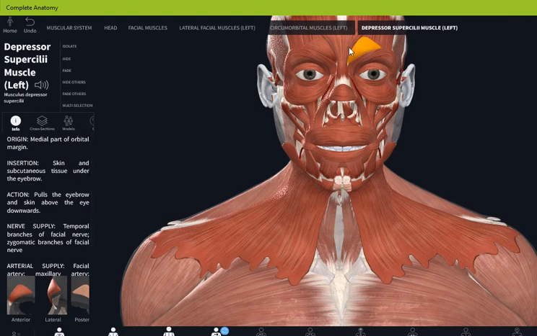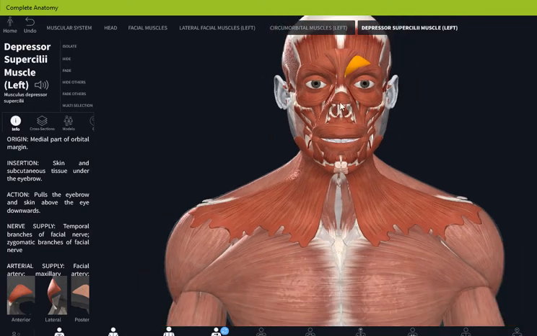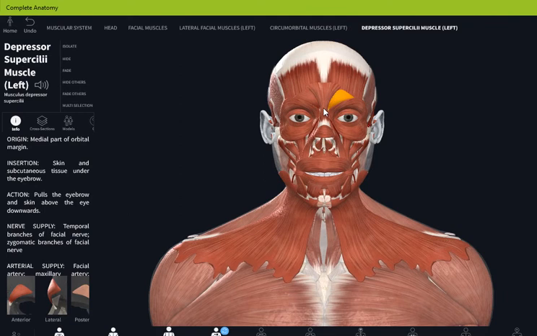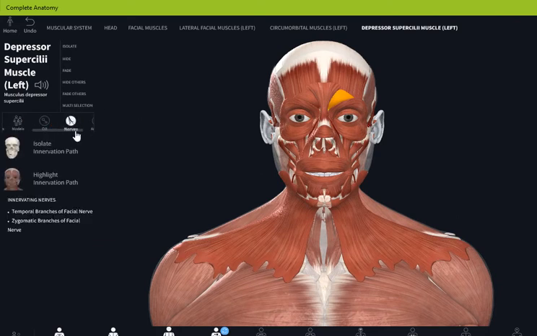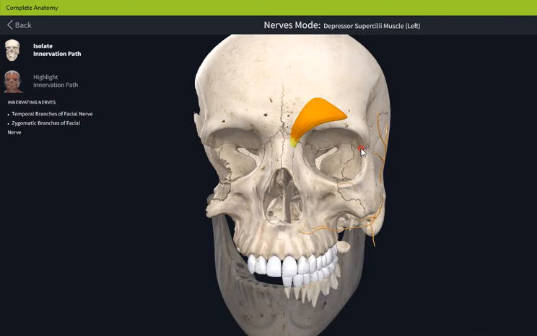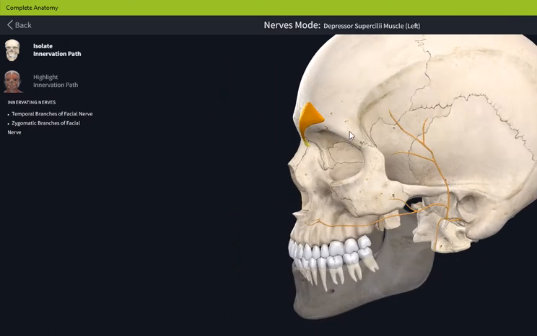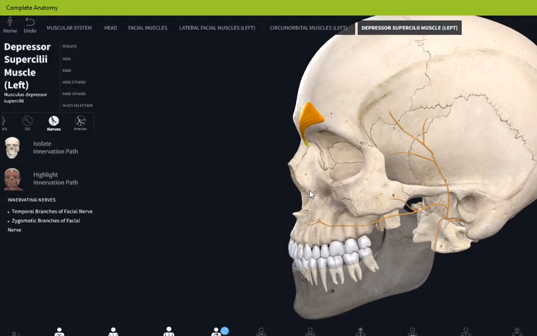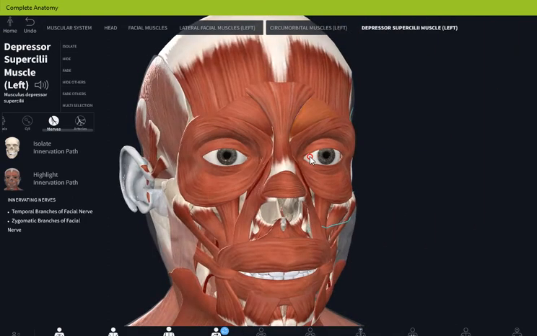So I initially told you that the muscles have an insertion. You have to know that muscles have an insertion on the skin for them to have a direct action on it. So it originates here, it inserts at the level of the skin here, and we can see now the different arteries and the nerves which can be used. So let's see the isolation of the nerve. Now we see that the temporal part of the facial nerve is going to be used to supply, and the zygomatic part of the facial nerve is also going to be used to supply the corrugator supercilii or the depressor supercilii.